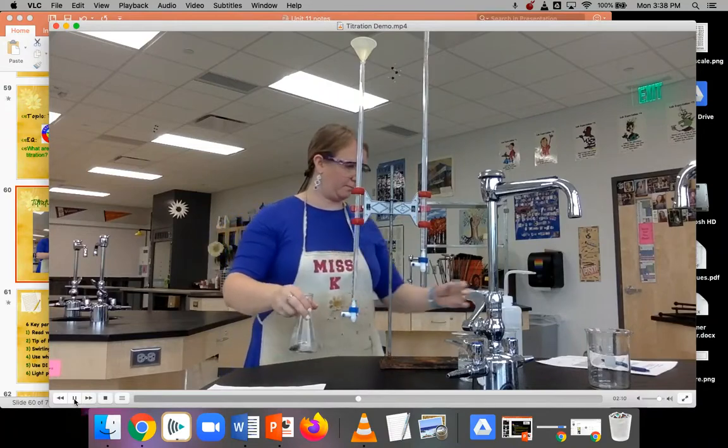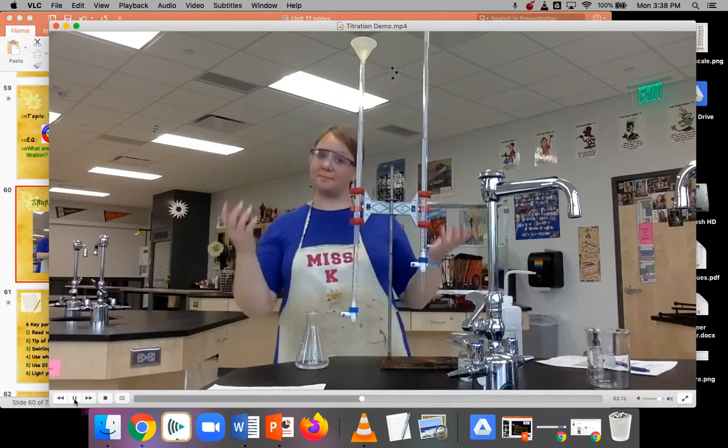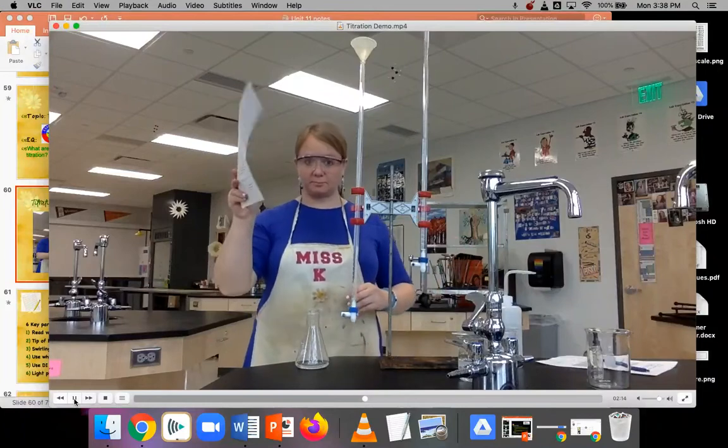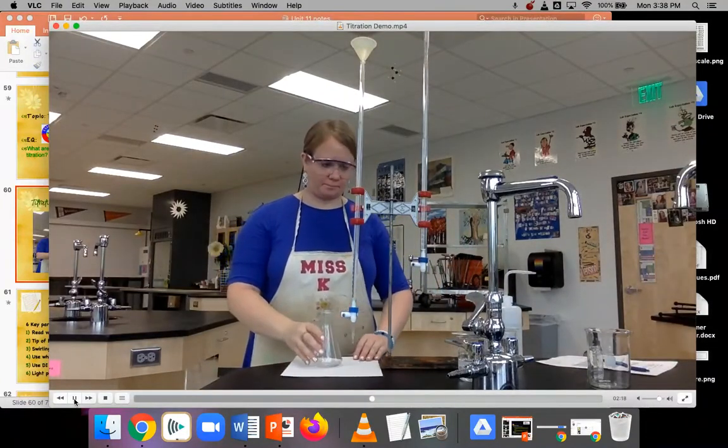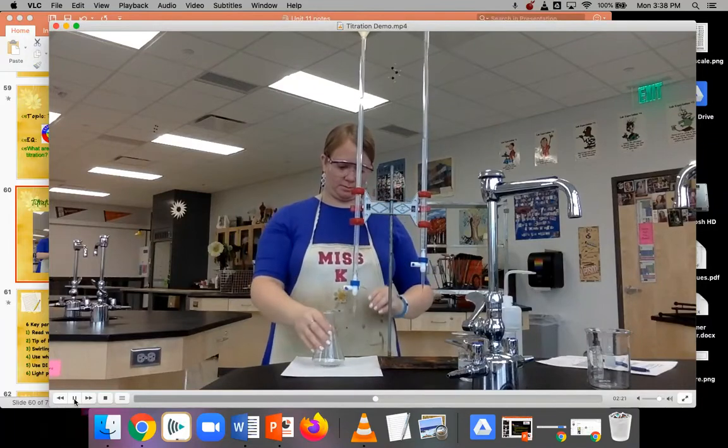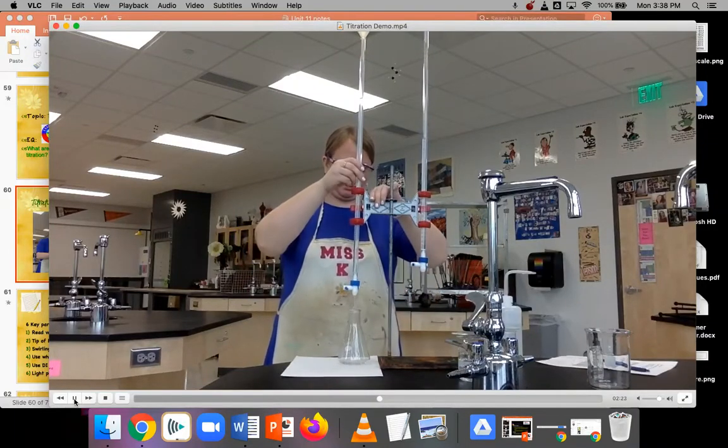And it's clear right now because phenolphthalein is clear in low pHs. Now I'm ready to get started. I want a white piece of paper under my flask so that I can clearly see the light pink as it forms. I'm going to put my tip in my flask.